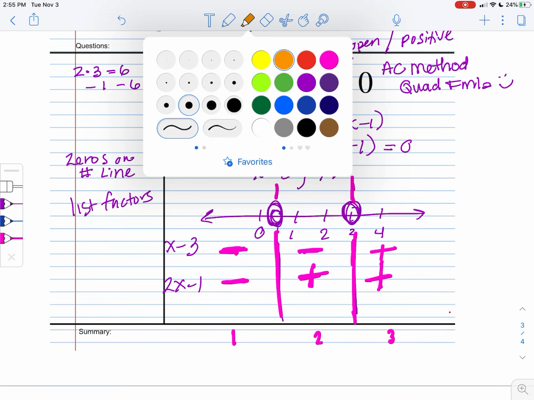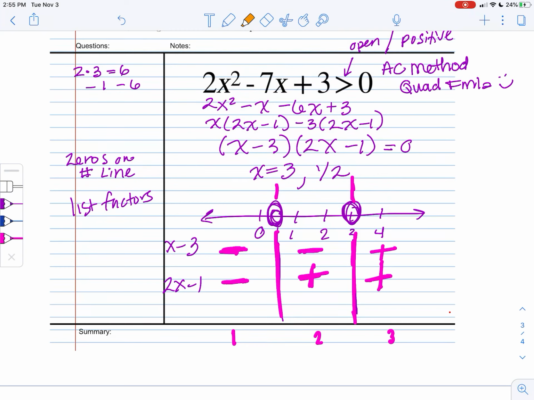Okay, let's think back up here. I am looking for numbers where it is positive. Well, oops, I didn't finish my last part. Negative times negative is positive. Positive times negative is negative. Plus plus is a plus. Okay, list factors. Then what was it? Decide plus or minus, and then multiply.